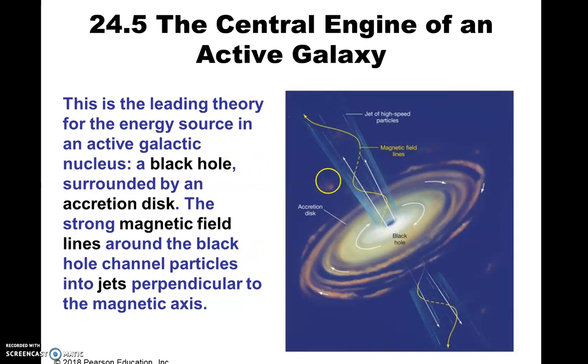All right. So again, this is the leading theory, that it's a black hole at the center of these galaxies that is causing this. In fact, quasars turn out to be galaxies that are so far away that you can only see the center, the active part. The other stars are just so far away that they're too dim for us to see.